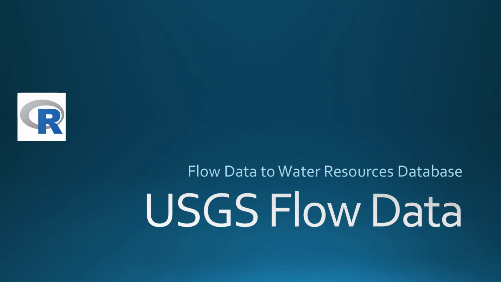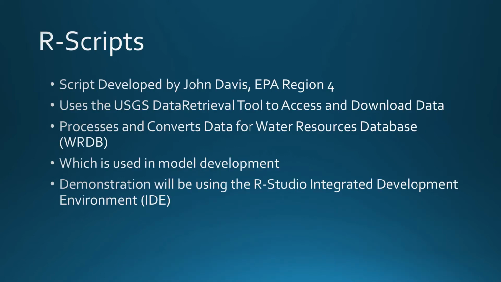This first script I'm going to show you, you've seen a demonstration of previously in this workshop, where an R script goes out to the USGS servers and downloads data. In my case here, we're going to just demonstrate downloading USGS flow data. This R script was developed by John Davis at EPA Region 4, and it's just part of our scripting to aid in streamlining our workflow.